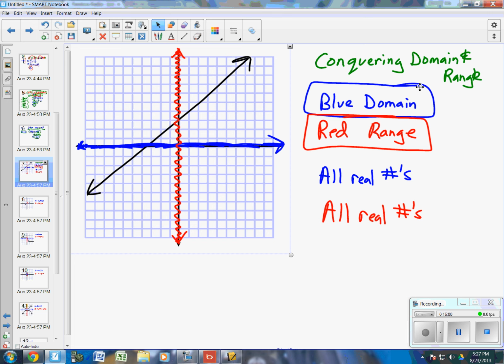Okay, what I'm going to do is, first of all, I'm going to do problem number 1 on this worksheet. Problem number 1.